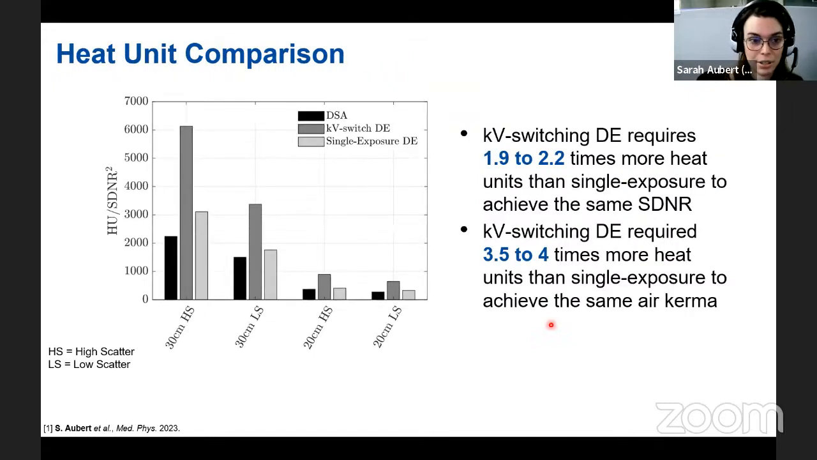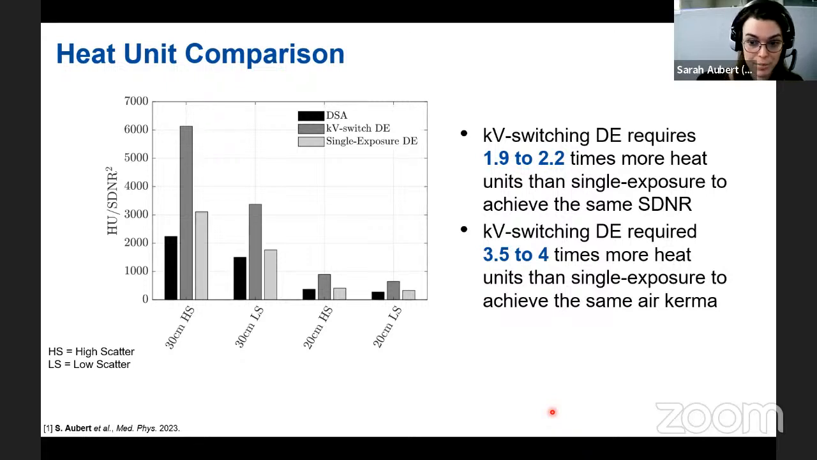And so we also set out to look at what the heat units were required to match the SDNR that we see in our KV switching approach. So here we're looking at the heat units required per SDNR squared, again for each different thickness and scatter condition for each of the 3 techniques. And what we found is that while KV switching is capable of producing better image quality than single exposure, it requires approximately 2 times more heat units than our single exposure approach to achieve the same quality of image. And it requires almost 4 times more heat units than our single exposure approach to achieve the same air kerma.